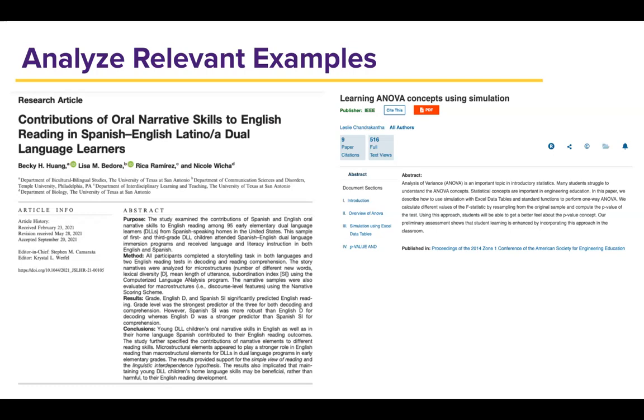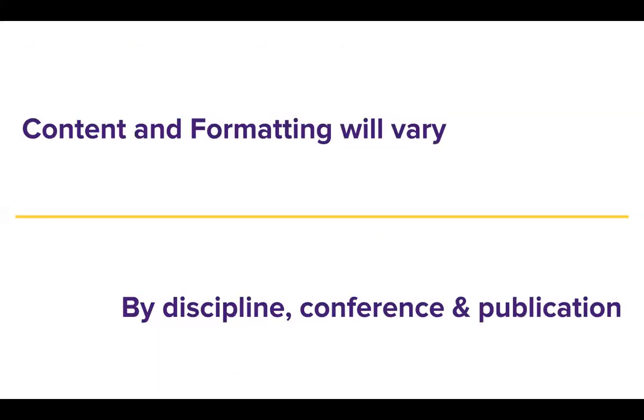So if you're thinking about a conference, take a look at the previous year's program and read through the abstracts from that program in order to get a sense for what kind of precedent is set. The content and the formatting is going to vary by discipline, by conference, and by publication. So doing this work will help you a lot while you are figuring out how to construct your abstract.